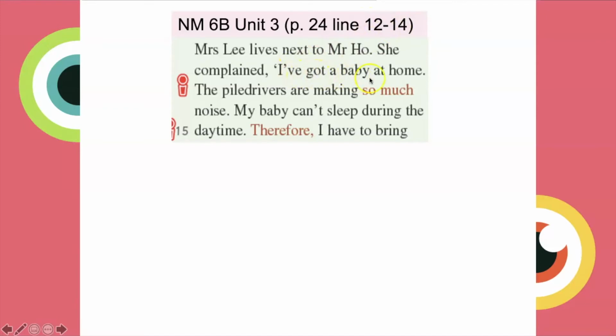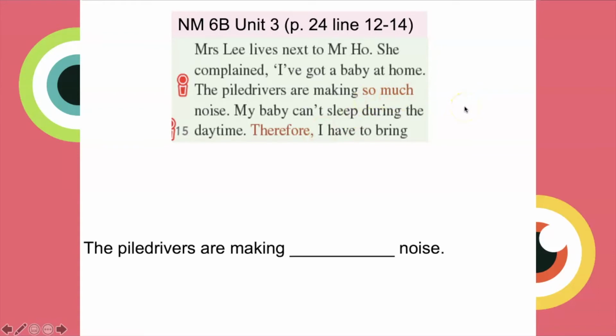I've got a baby at home. The pile drivers are making so much noise. So again, what does so much here tell us? The pile drivers are making a lot of noise or just a little bit of noise. Yes, you're right. A lot of noise.